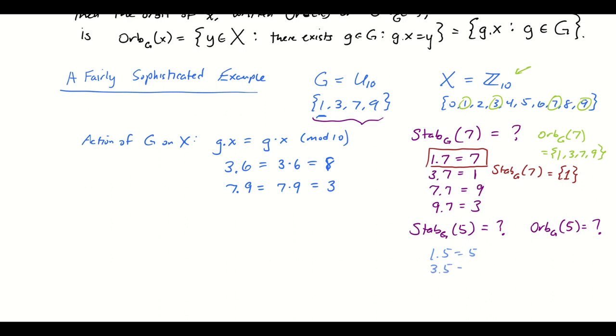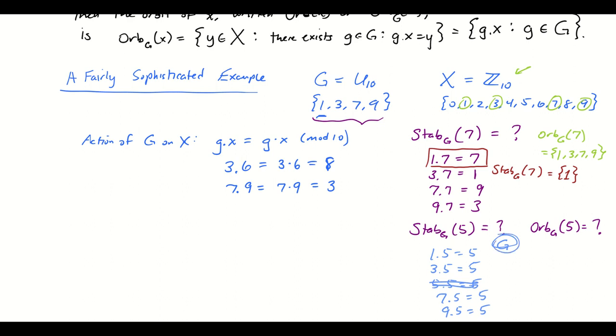3 acting on 5 produces 15, which is also 5. 5 acts on 5 to produce 25, which is also 5. Oh, sorry, that's not a group element. 5 is not a group element. And then 7 acts on 5. I just got into odd numbers, I guess. 7 acts on 5 to produce 35, which is 5. And 9 acts on 5 to produce 45, which is 5. So in this case, 5 is stabilized by everything. So the stabilizer of 5 is the entire group.